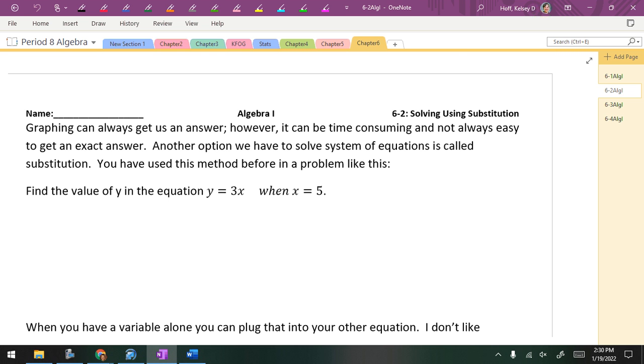So another option we have to solve systems of equations is substitution. We've talked about substitution before. When two things are equal, you can swap them out. Find the value of y in the equation y equals 3x when x equals 5. We can use substitution. Because we know x equals 5, we can replace x with 5. We can substitute in 5. y equals 3 times 5, so y equals 15. That is substitution. You've done this before, okay? Just not to the same degree, but you've used substitution.